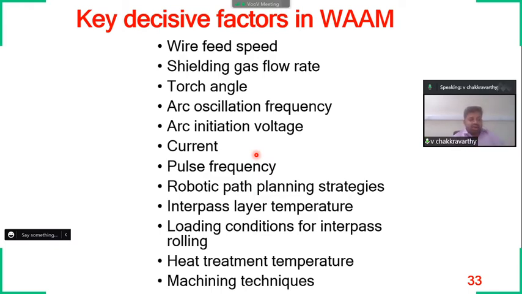lay the next layer. Likewise, if I am maintaining such an interpass temperature, grain homogeneity also can be achieved, and also we can avoid plate distortion and other geometrical irregularities. Okay, so interpass layer temperature is also one of the crucial factors. Other than that, we will perform interpass rolling, and heat treatment and machining techniques are also there, which we will be covering in the upcoming sessions. Okay, so for now we will give a short break, and after that we shall continue from here.